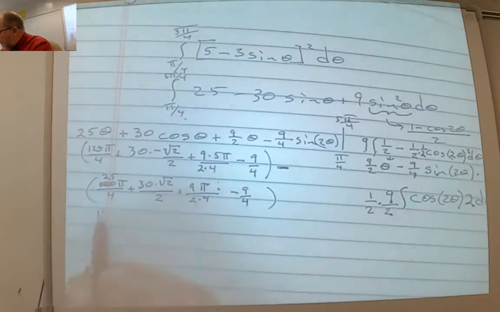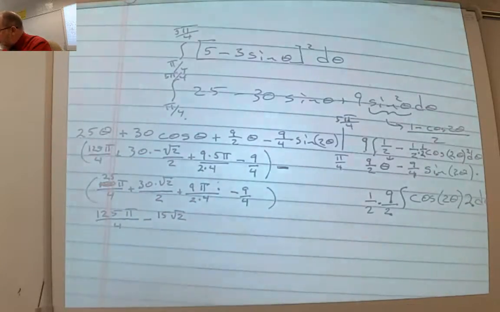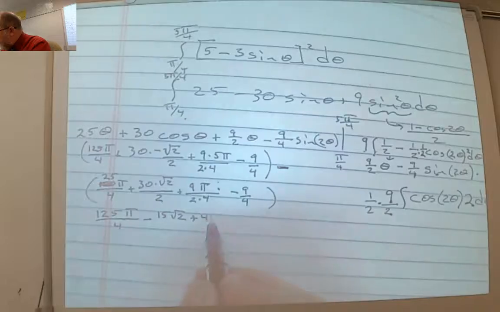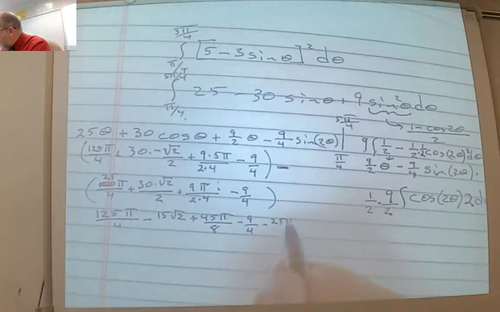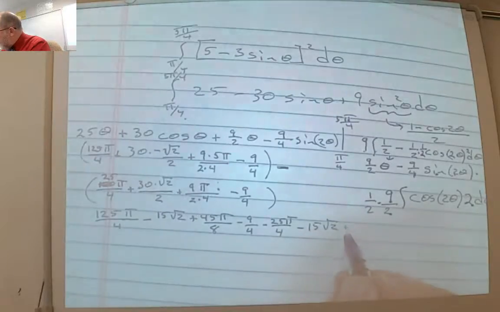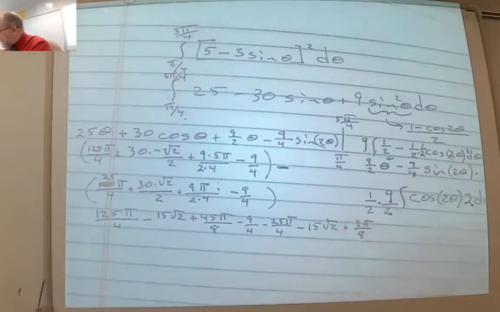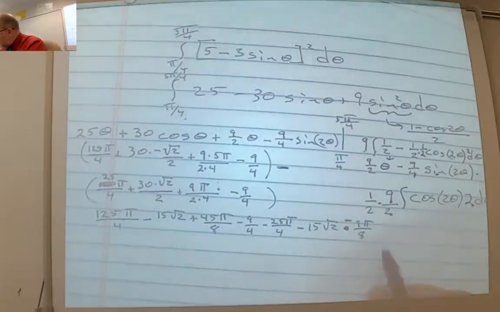So, what do I have here? 125 pi over 4 minus 15 square root of 2 plus 45 pi over 8 minus 9/4, minus 25 pi over 4 minus 15 square root of 2 plus 9 pi over 8. Excuse me, a minus 9 pi over 8 plus 9/4.